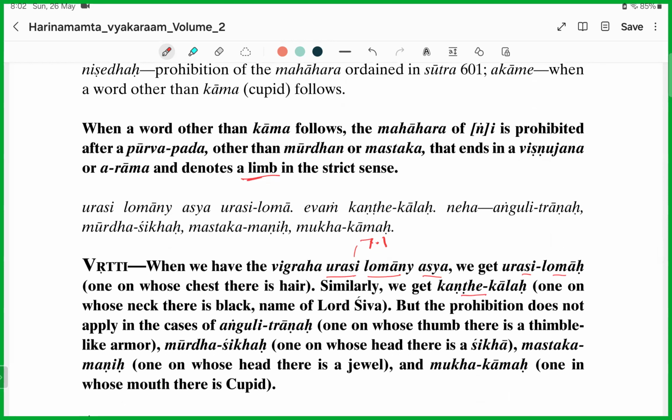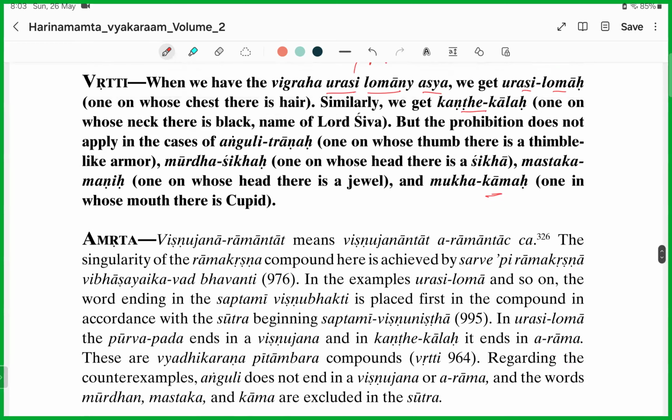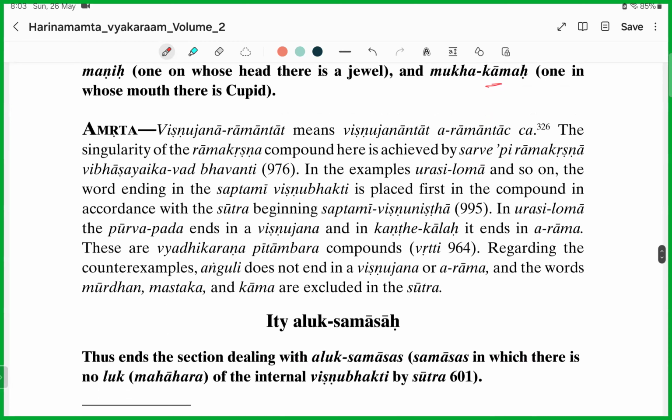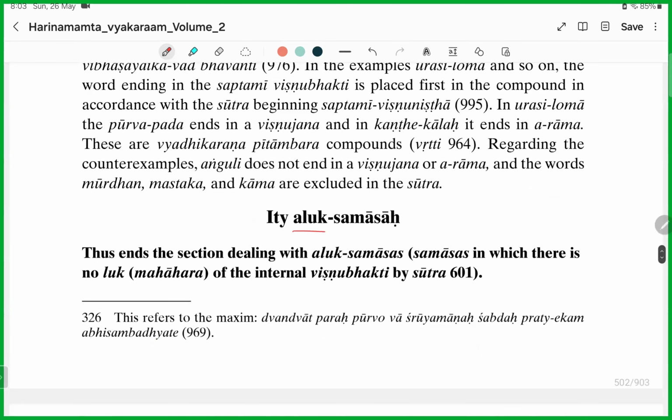But the prohibition does not apply in the cases of Anguli Tranaha, one on whose thumb there is a thimble-like armor. Murdha Shikha, one on whose head there is a Shikha. It doesn't say Murdhani Shikha, it says Murdha Shikha. Mastaka Manihi. It doesn't say Mastake Manihi because it's prohibited here in the sutra itself. Mukha Kamaha, Kama was also prohibited. One in whose mouth there is Cupid. It doesn't say Mukhe Kamaha. That was Aluk Samasa, as I was referring to. Thus ends the section dealing with Aluk Samasas.